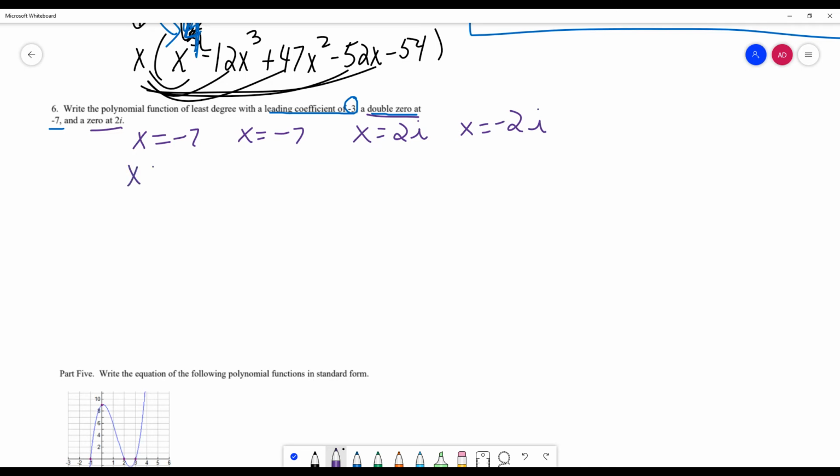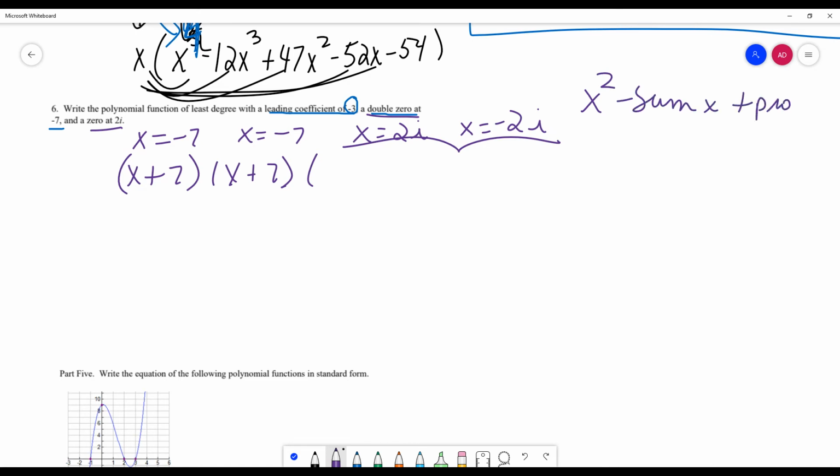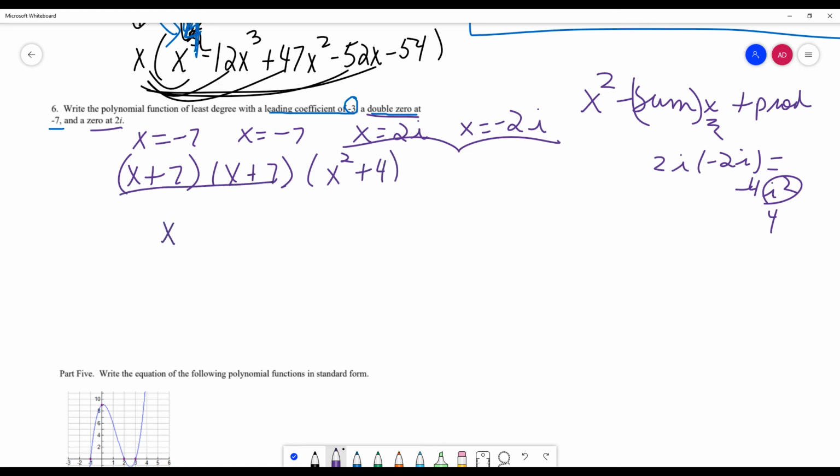Now, check this out. This is x plus 7, another x plus 7, right? And then like we said before, x squared minus the sum plus the product. It has to be there. Let's not forget that. So the sum of those two roots is 0. The product of the two roots, 2i times negative 2i, is negative 4i squared, which is a positive 4, because i squared is a negative 1. Now, this right here multiplied out gives me x squared plus 14x plus 49. And then I'm multiplying it by x squared plus 4.